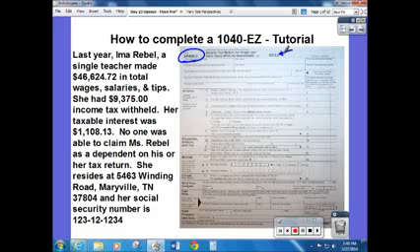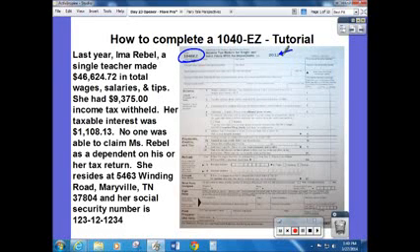She had $9,375 of income tax withheld. Her taxable interest was $1,108.13. No one was able to claim Miss Rebel as a dependent on his or her tax return. What that means, she's not living with mom and dad. She is on her own. She's taking care of herself.